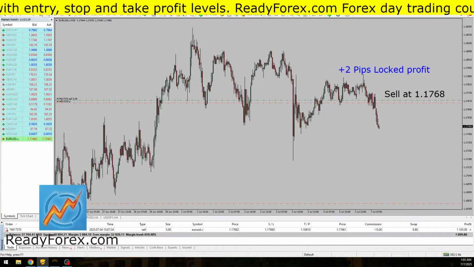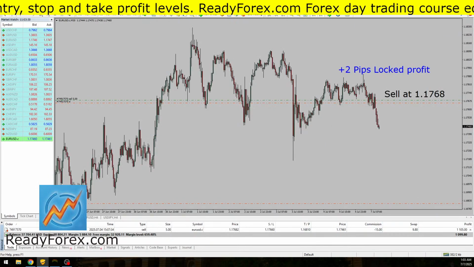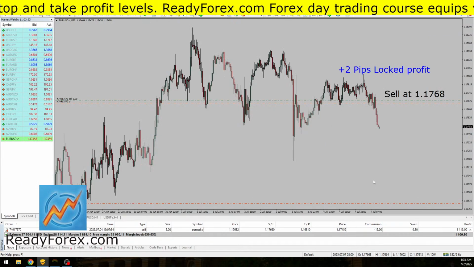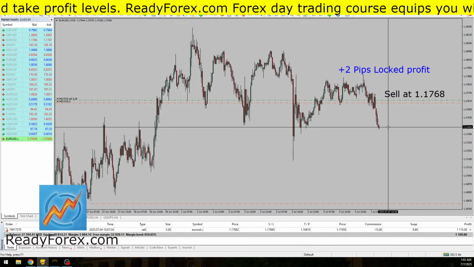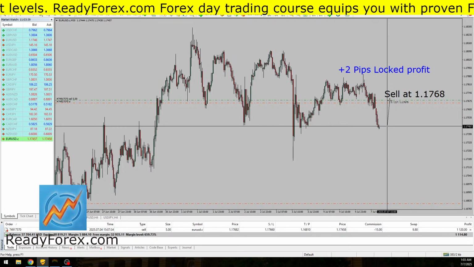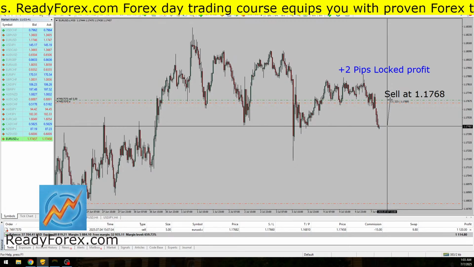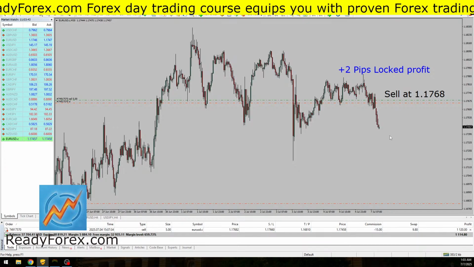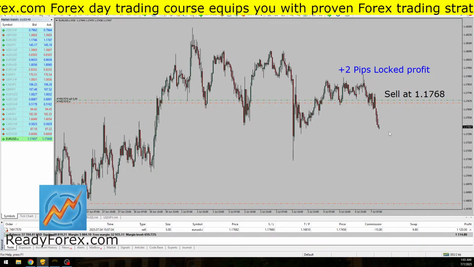Let me check out what's going on in euro because the trade is going on. Yes, so far it looks fine. Price action just keeps going down, down and down. It looks like we got about 22 pips profit over here.